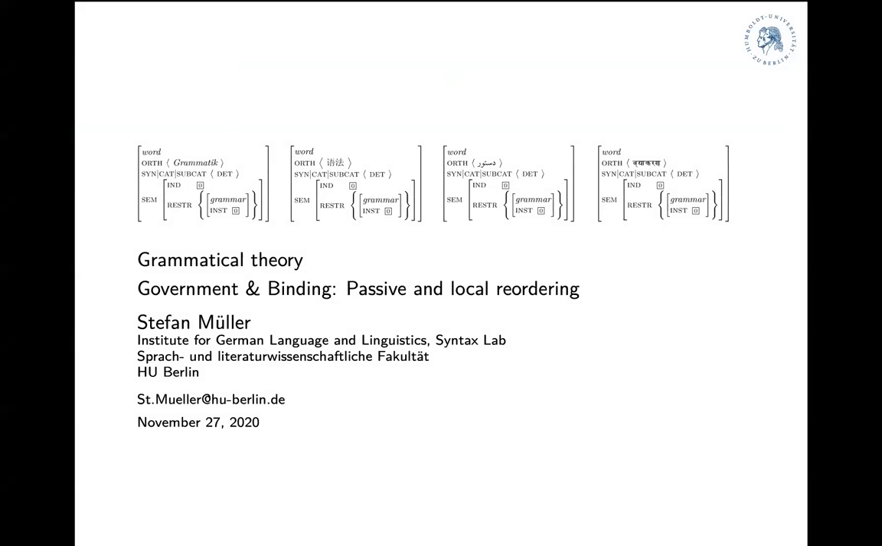Welcome for another session in the grammatical theory lecture. Last time we dealt with government and binding, and in particular with the verb position, so how to get the verb in initial position in German clauses, and how to place a constituent in the forefield, in the prefield. Non-local dependencies and how to account for that in a transformation-based variant, government and binding. Today we want to deal with passive and local reordering, also known as scrambling.